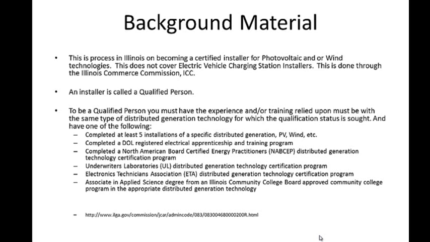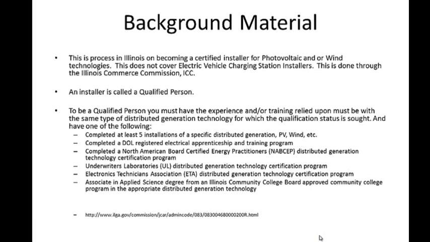Now, every state has different means, and even certain geographic and county municipal locations have even greater requirements that may be offered or required by an installer for that region. So be very careful and be very knowledgeable on the location in which you plan on doing your PV installations. This example is specifically for PV, but any distributed energy installer in the state of Illinois will have to go through the Illinois Commerce Commission and go through this certification process.